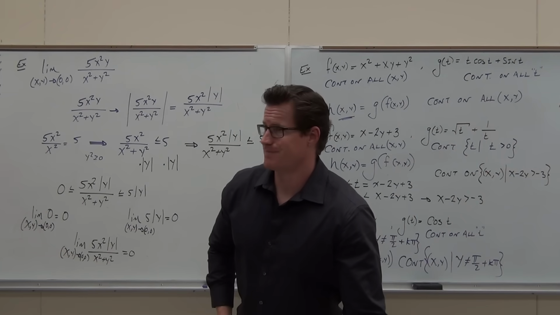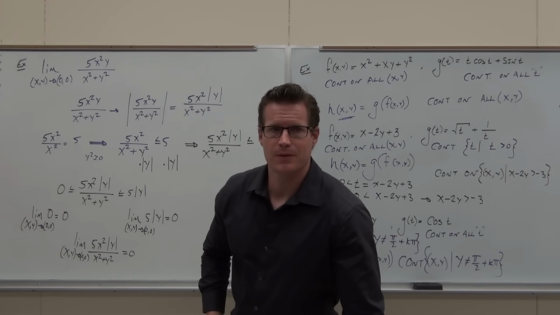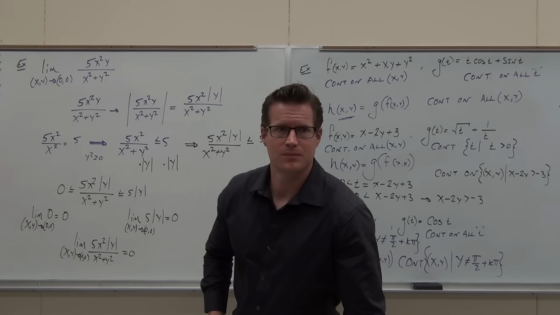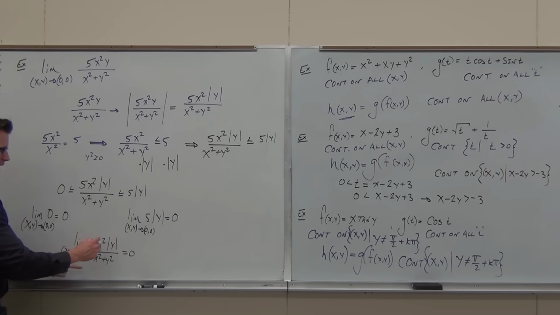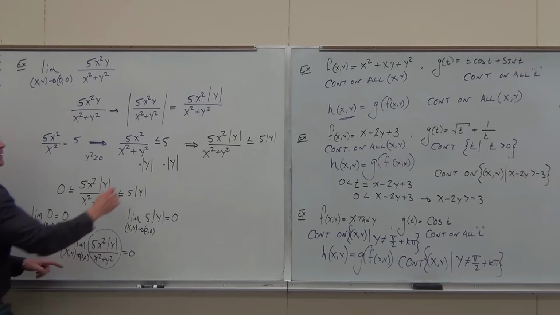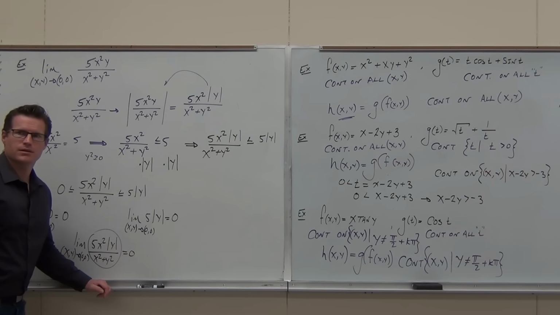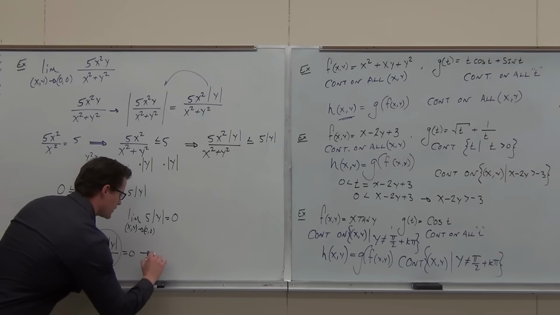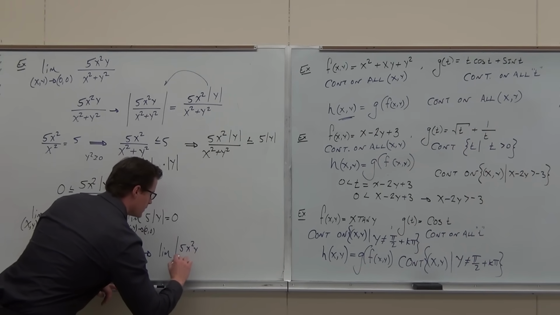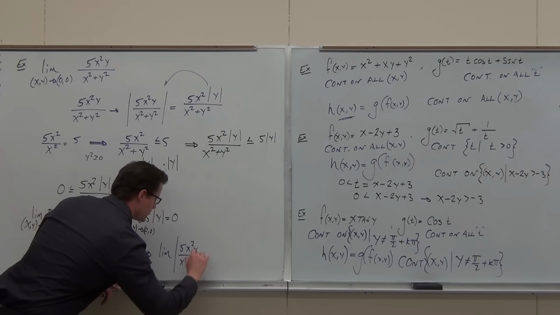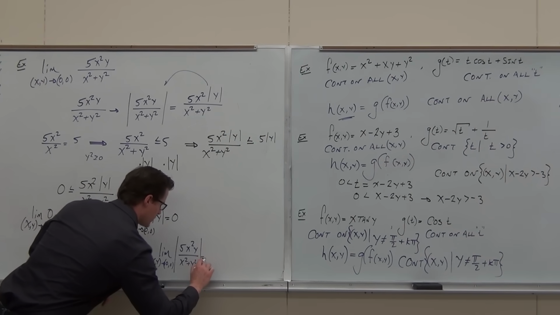Now, we haven't proved a darn thing right now, but we're about to. You guys okay with this? You sure? I want you to look back at this piece. This piece is equal to that piece. Do you guys follow that? Therefore, the limit of the absolute value of all this junk is 0.